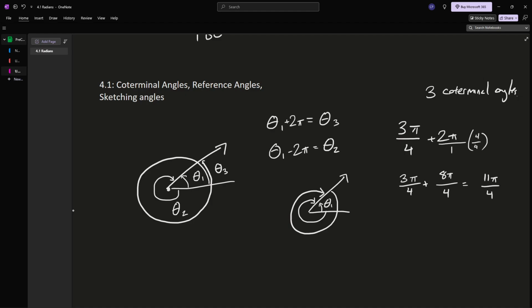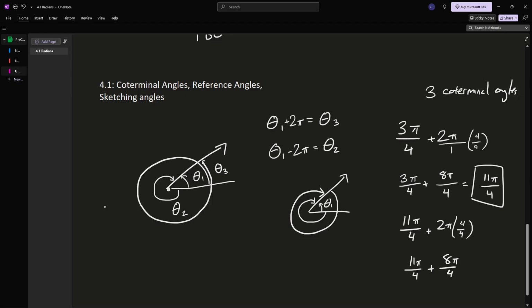So I see that converting 2 pi, so I can add it to this, I just need to convert it to 8 pi over 4. So 11 pi over 4 is one of my coterminal angles. That's 1. Let's go again, one more time fully around. 11 pi over 4 plus 2 pi. We said before, we want to add 2 pi. You get the same denominator, multiply by 4 over 4 to get 11 pi over 4 plus 8 pi over 4. And 19 pi over 4. That's coterminal angle number 2.